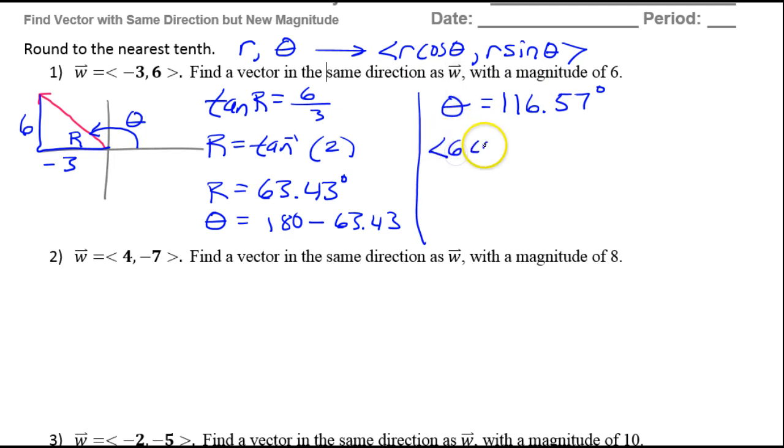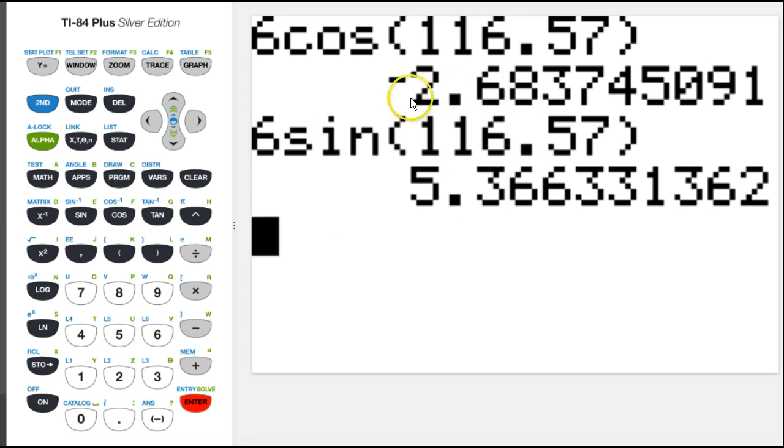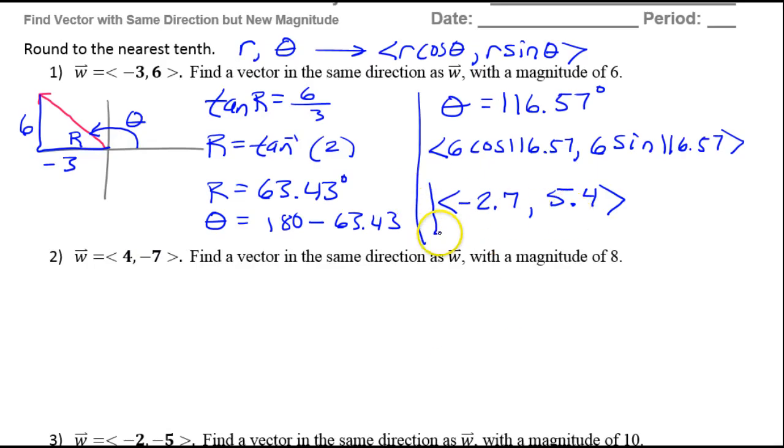So we will just do 6 cosine 116.57 and 6 sine 116.57. And put that in your calculator. So the horizontal component is -2.7 and the vertical component is 5.4. And that's it. This would be a vector that has magnitude 6 and direction of 116.57, which is the same as the direction of the original vector. All right, go ahead and pause the video and try to do problem number 2 by yourself.